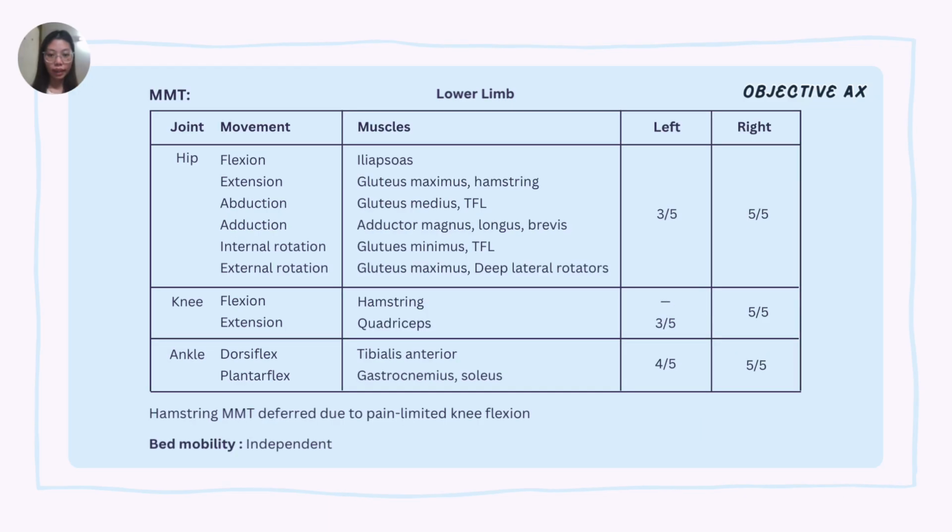The MMT for the left lower limb has improved. For the hip and knee, muscle power has increased to 3 over 5. For the ankle, it has increased to 4 over 5. The hamstring MMT is still deferred due to the pain-limited knee flexion. For bed mobility, patient is able to do it independently.